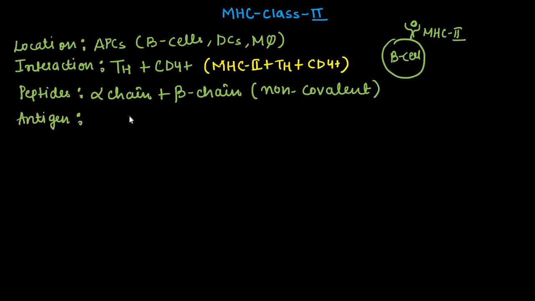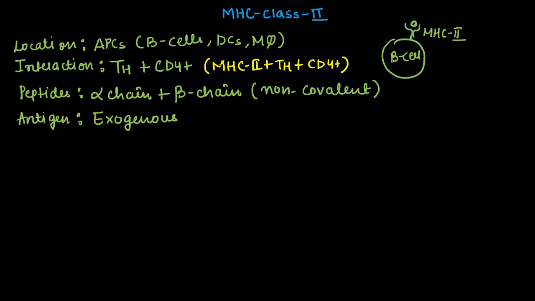In the case of antigen, what will be the nature of the antigen? These antigens are mainly exogenous antigens. What is the meaning of exogenous antigen? The antigens which make their entry from the outside environment. In the case of MHC class 1 we have seen endogenous antigens, mainly misfolded peptides. But in the case of MHC class 2, there are exogenous antigens. It may be any kind of foreign molecule invading our body from the outside environment.